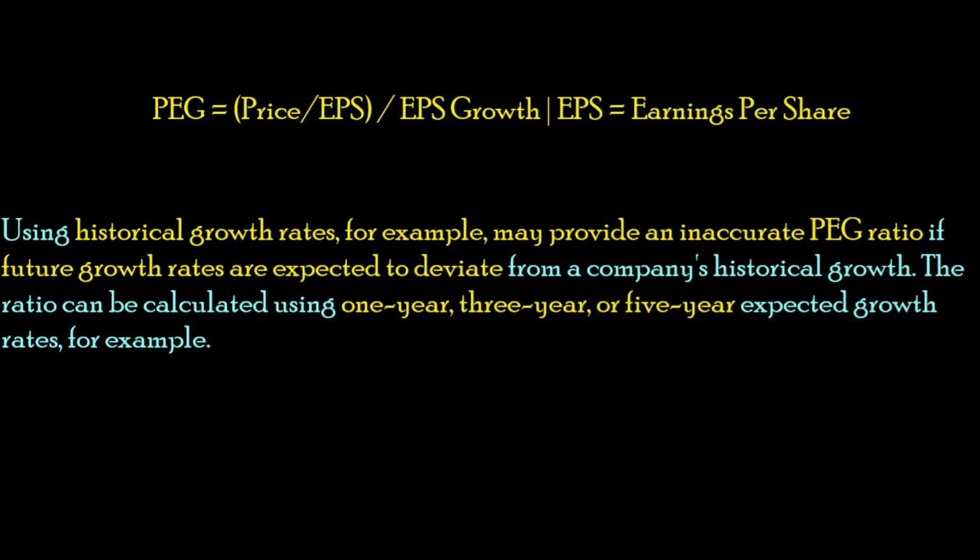The ratio can be calculated using a 1 year, 3-year, or a 5-year expected growth rate, for example. To distinguish between calculation methods using future growth and historical growth, the terms forward PEG and trailing PEG are sometimes used.